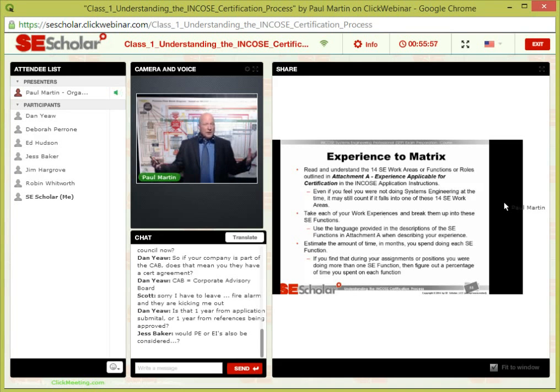And then there's the experience matrix. Sometimes there are aspects of where you may be doing system engineering and you may not feel it's system engineering, but read those 14 system engineering work areas and see if any of them match up, and try to put them in there.